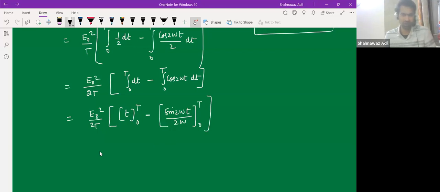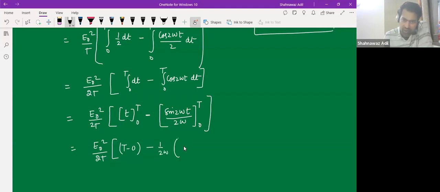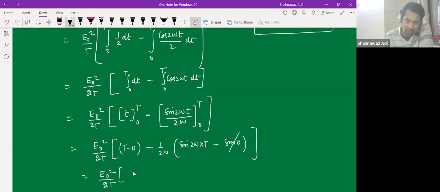Yes, correct, sir. So this would be how much? This is E naught square by 2t, and this is t minus 0, right? And this is how much? So let's take 2 omega outside. So this is sine 2 omega into t minus sine 0. So sine 0 is 0, right? And this is how much? This is E naught square by 2t. This is t minus 1 by 2 omega.